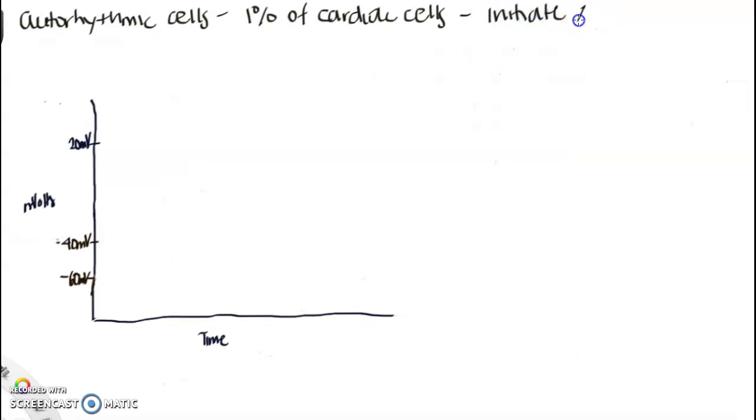So they initiate the action potential. So autorhythmic cells begin their cycle at negative 60 millivolts. So they begin the cycle at negative 60 millivolts. So that's right here.